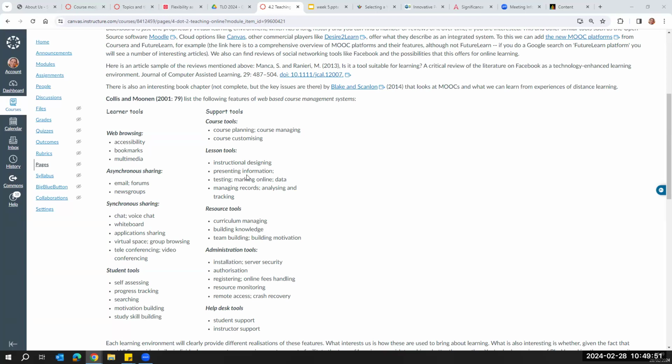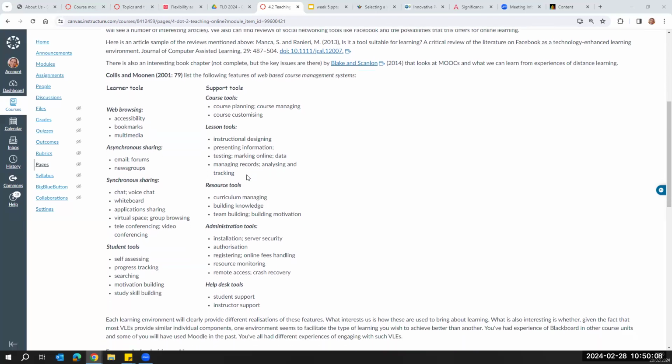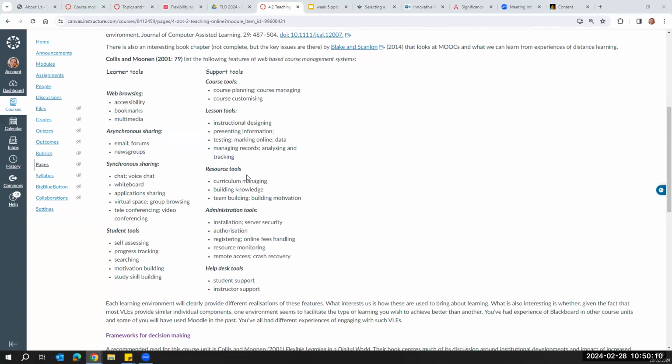Resource tools. So what kind of curriculum management analytics are out there for you to see? Team building. Are you going to be using a lot of group work, collaboration in your course? And these are the things that you need to be able to tick. Are they ticking the boxes? And seeing those potential online learning environments and see if they tick the box for you.